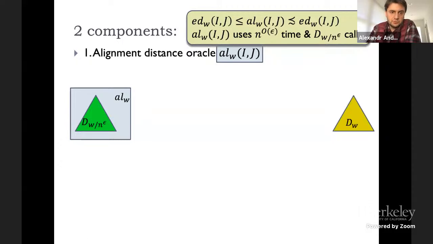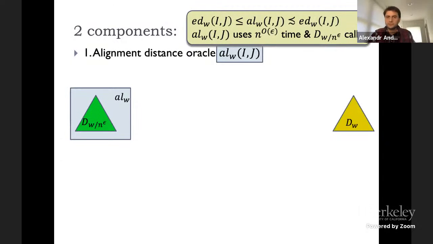Okay, all right. So now, what is the difference between ALW and DW? In a sense, obviously we want this DW to be a distance oracle for this alignment distance. But alignment distance is basically an algorithm that, given two strings, outputs what is the distance between them, as opposed to DW, which is a data structure where for any given pair it will output things fast.